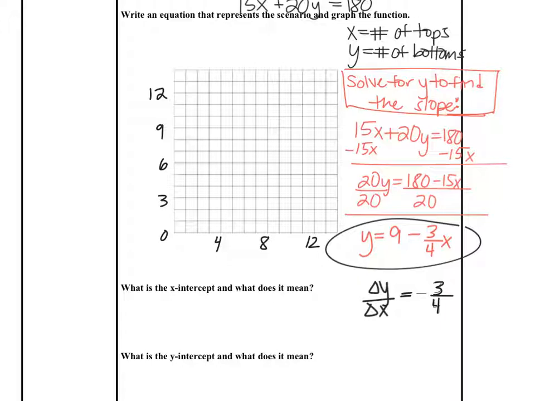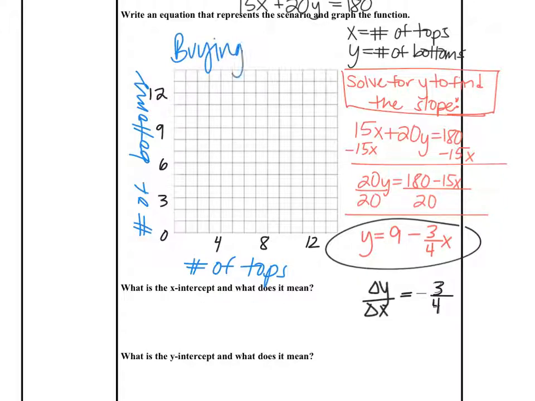Label. We already talked about what the x and y stand for. X is number of tops. Y is number of bottoms. Title: I don't really care, but we're going to call it buying clothes. If you want to make it slightly different, good for you. Go for it.